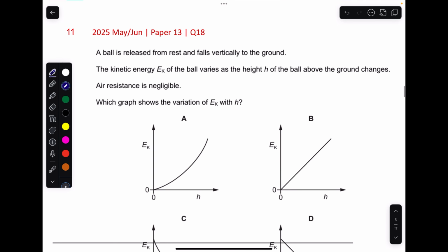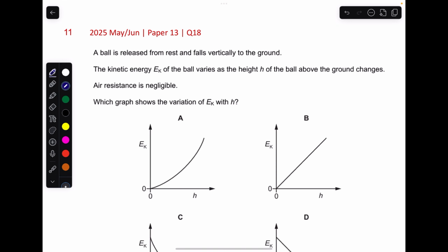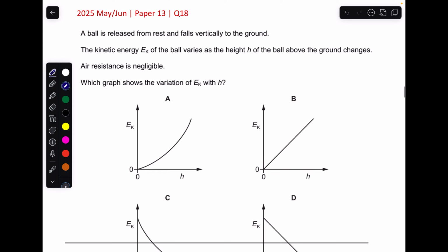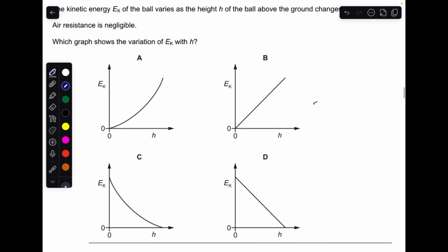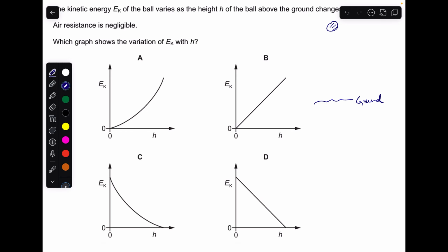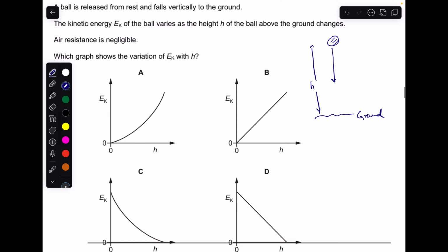And next question, a ball is released from the rest and falls vertically to the ground. The kinetic energy of the ball varies as the height of the ball above the ground changes. Air resistance is negligible. Which graph shows the variation of Ek with the h? So if you consider, let's suppose this is the ground, object is at this point, it's moving down. Okay, and this is the total height. Okay, so this is the starting point. At this point, the height is maximum.